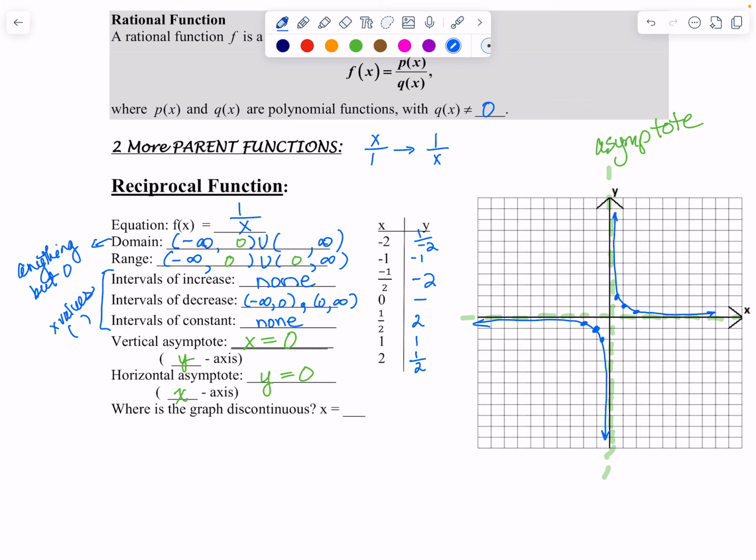The last question here is, where is the graph discontinuous? Where do you have to pick up your pencil to go to the next part? And that's where x is equal to 0. So that's my reciprocal function.